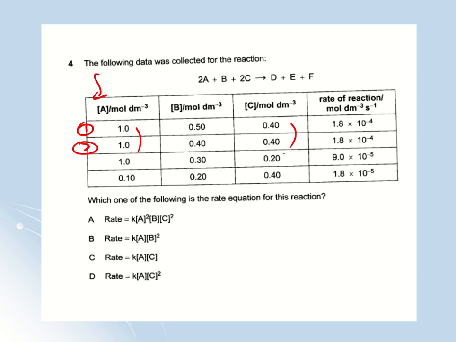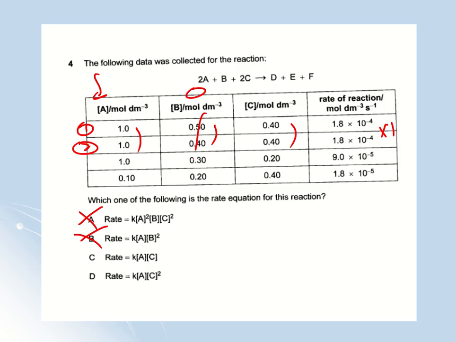That stays constant, C stays constant, B has changed, the rate has stayed constant, so I can really quickly work out B is 0 order. Don't need to do any maths at all. B is 0 order. That means I can get rid of B down below. Okay, let's look at where I'm going to work out for A this time.